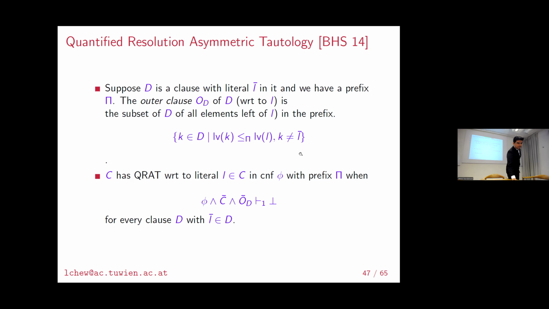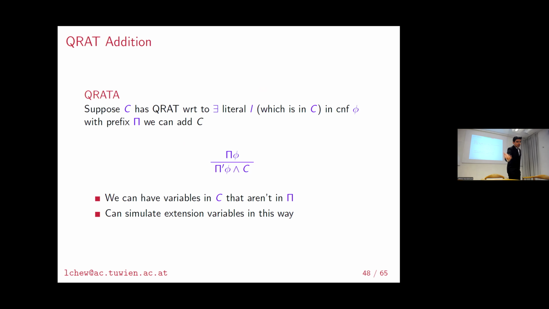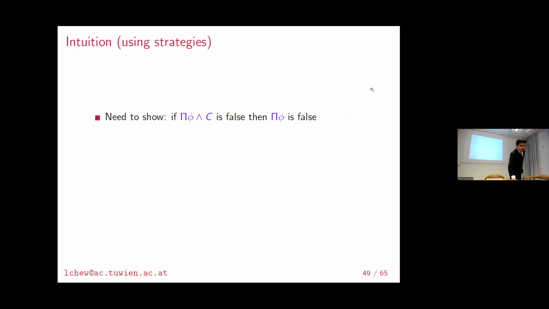Okay, and the QRAT addition is: suppose we have a clause with QRAT with respect to this existential variable. Then we can add it to the clause, and we might add new variables in this way, and we could simulate extension variables as we defined it before. Okay, so what's the intuition behind this? Suppose we have that this thing is true, then we need to show that this thing with the added clause is also true, but we can also show it the other way around. So suppose this thing is false, then this thing is false.